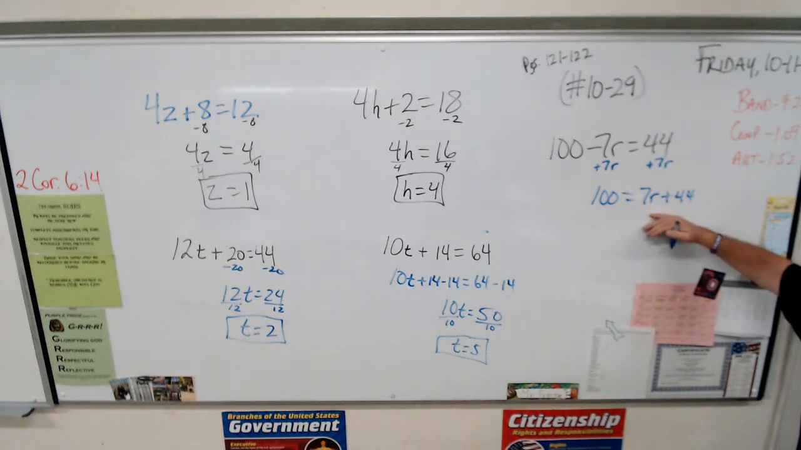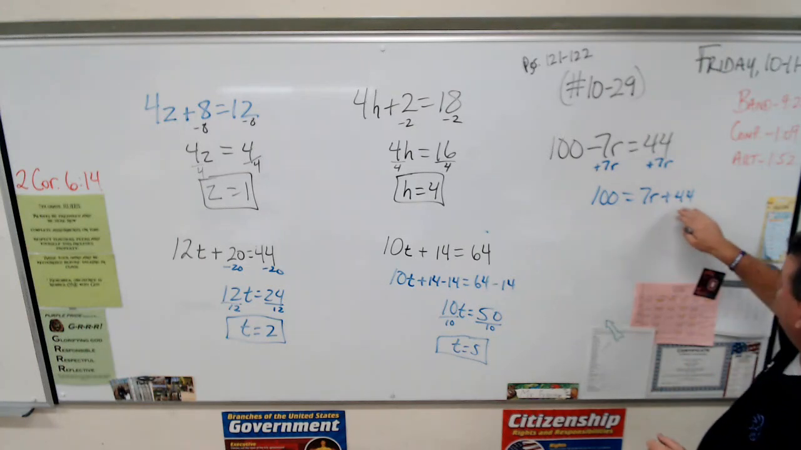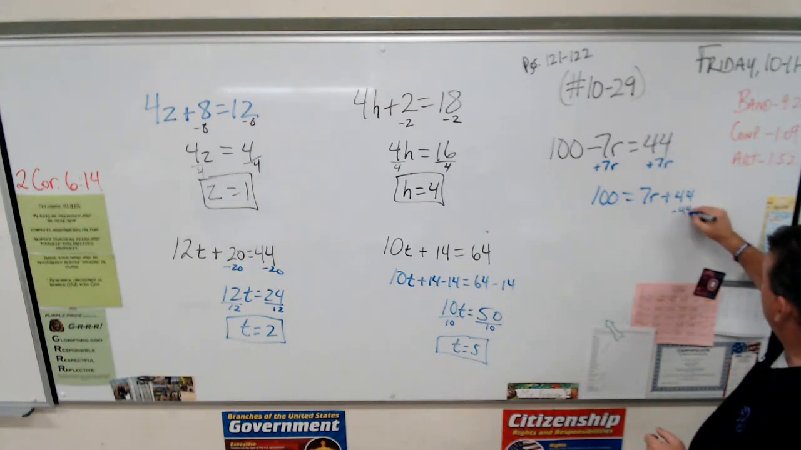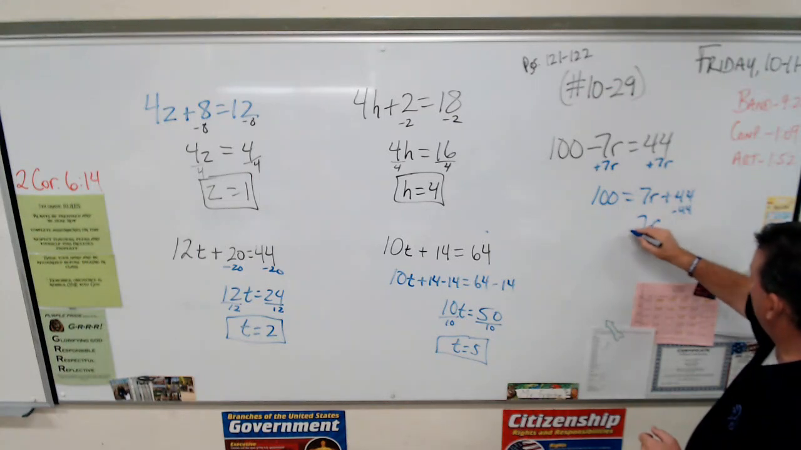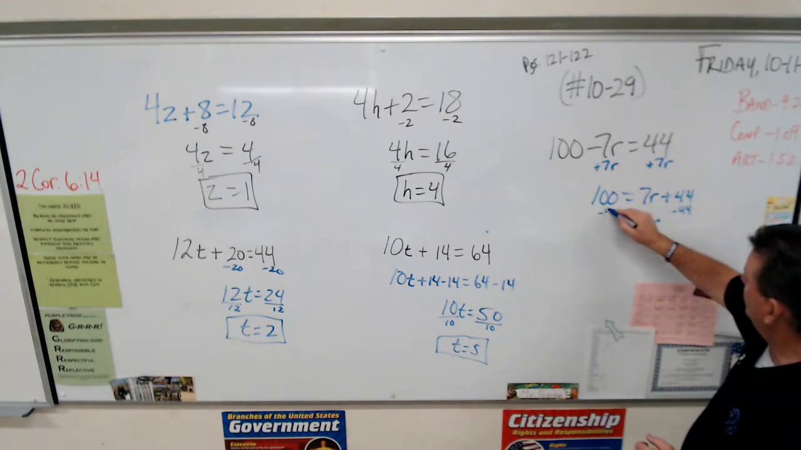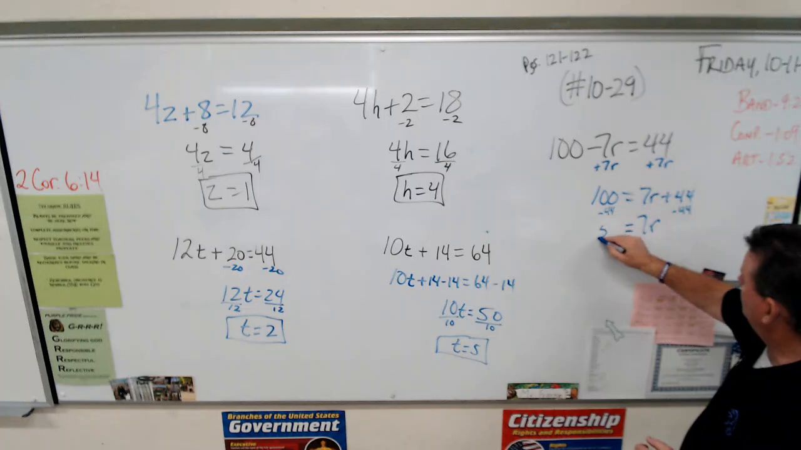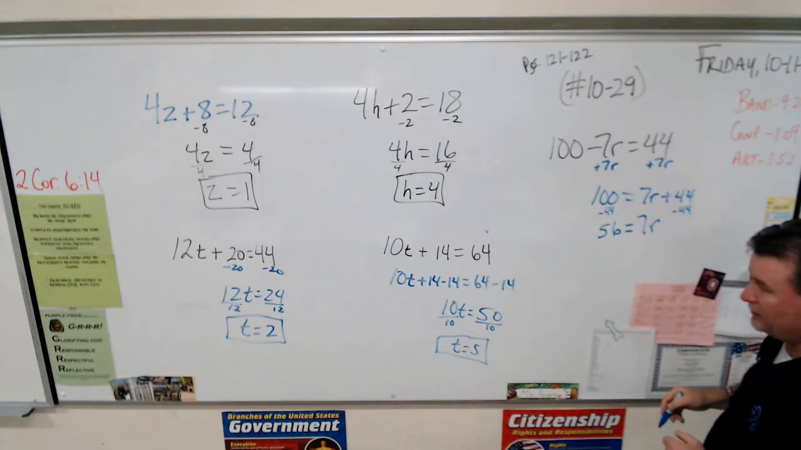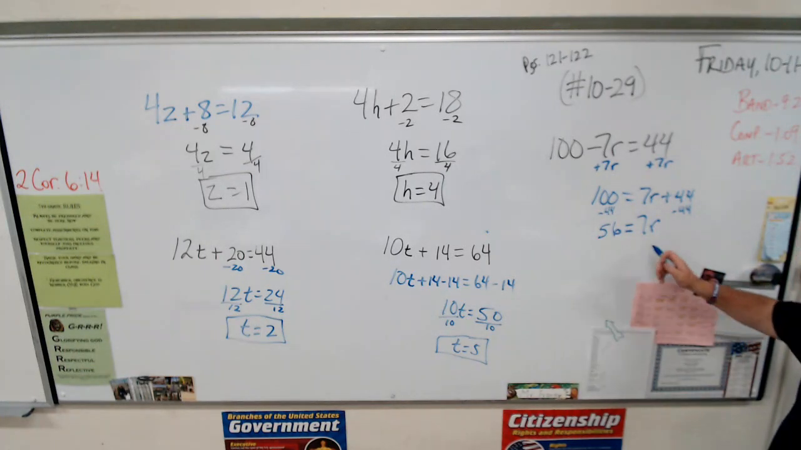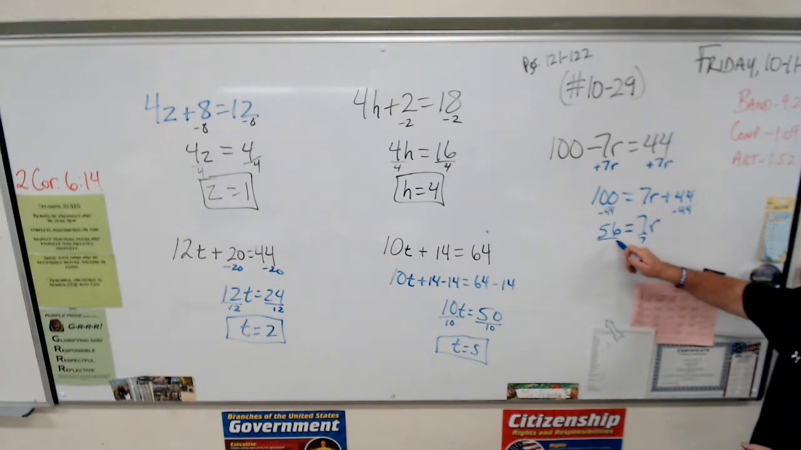If I chose to do it this way, now I got to get rid of this 44. Subtract 44. Just got 7r over here. Subtract 44. What do I got? 56. Divide by 7. Just r. Divide by 7.